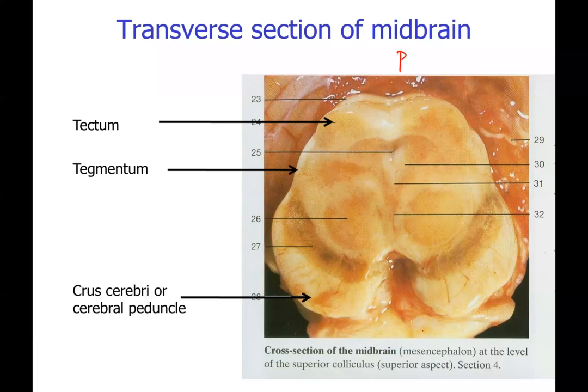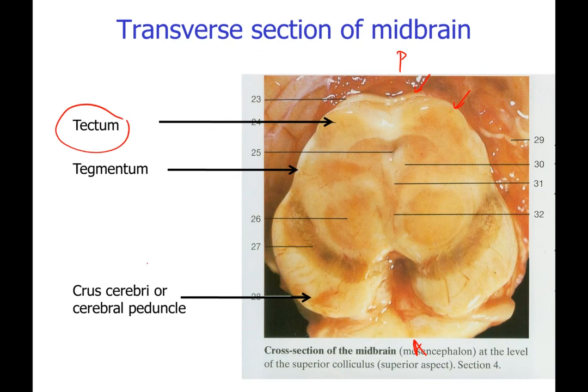this is the anterior side. So you can see, you can divide the midbrain into three main areas according to this picture. Most posterior end, where you get the superior and inferior colliculi. So this is the superior colliculus and this is the inferior colliculus. That area is called tectum.